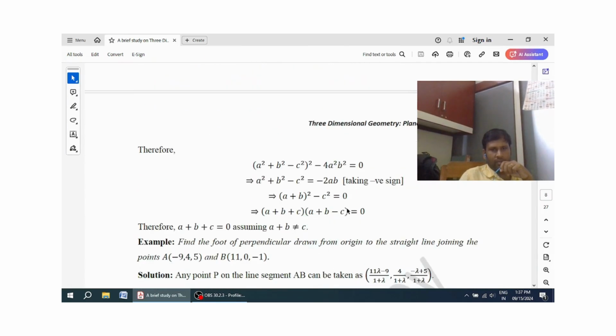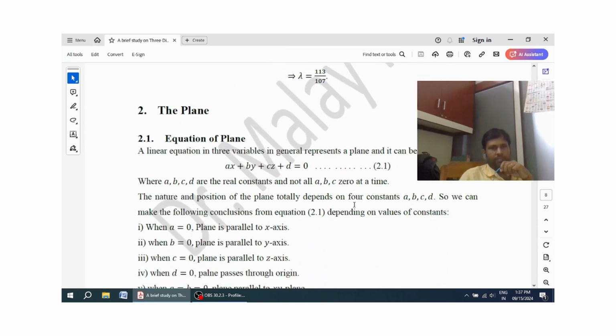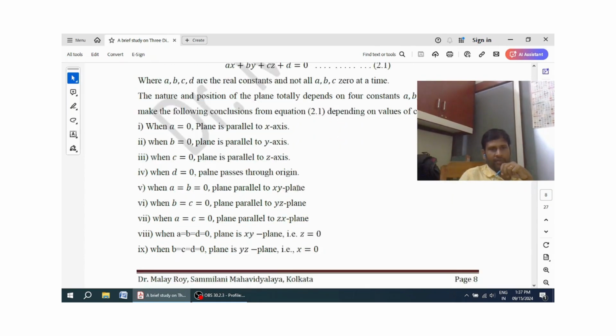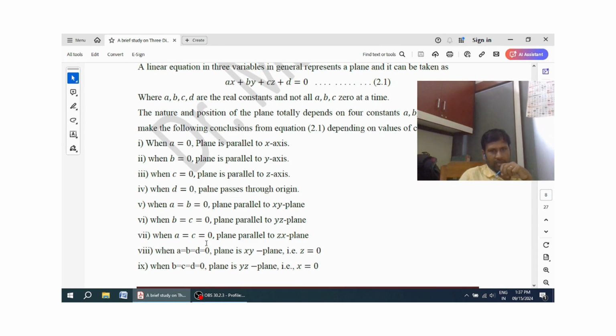This is another example relating to the plane. This is the general equation of degree 1 in 3 variables. This represents a plane, and the position of the plane and the direction cosines of its normal depend on a, b, c and d. For different values of a, b, c, d, you see different planes will be represented by the equation.